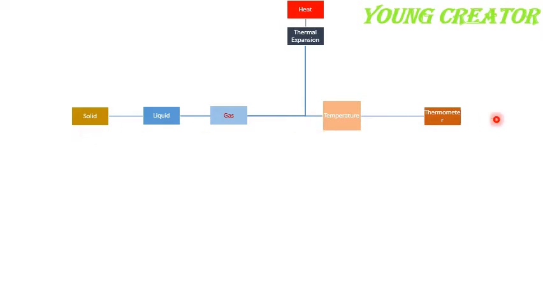The fourth section is thermometer. An instrument for measuring and indicating the temperature is called a thermometer. Thermometer has 5 types. They are digital thermometer, ear thermometer, infrared thermometer, strip type thermometer and mercury thermometer. In the next video, I will cover the types of thermometer in detail.